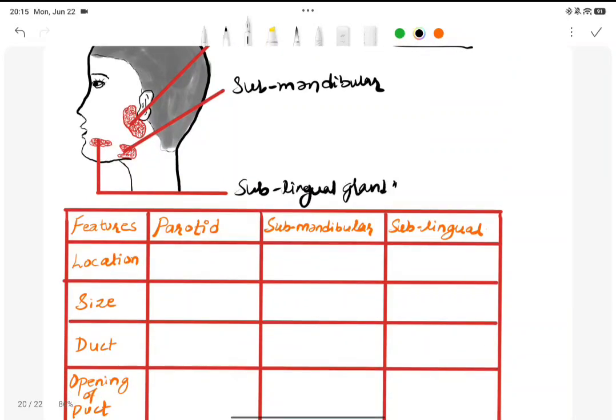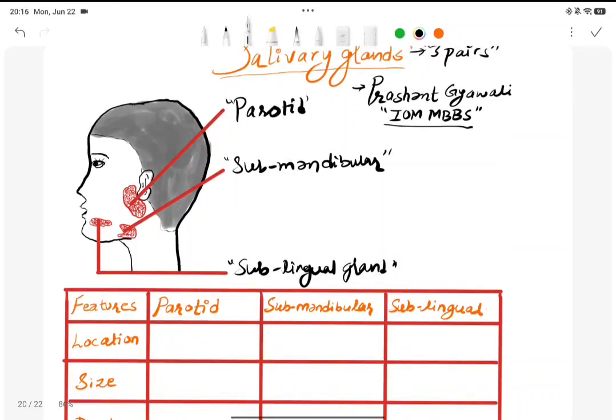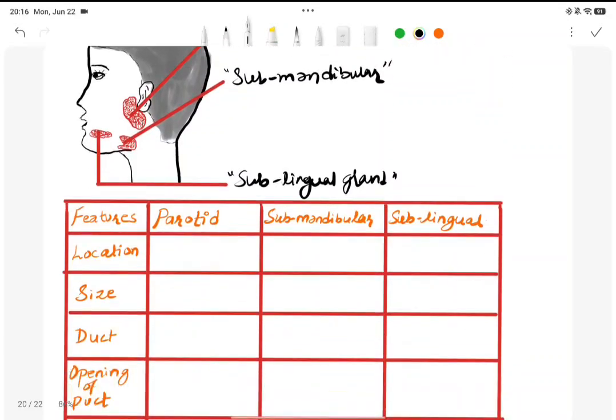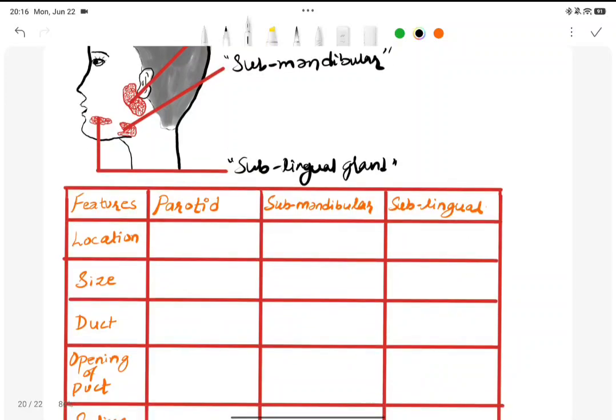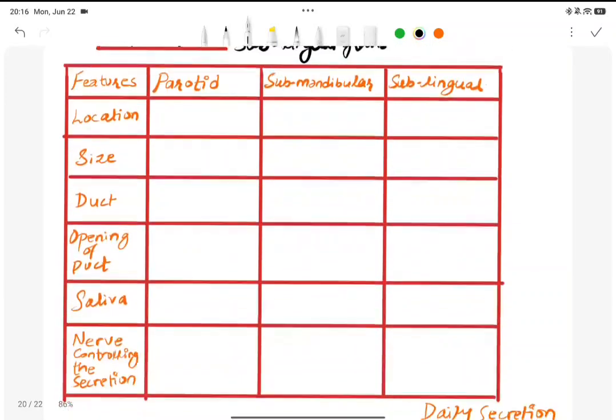Okay, so there are three pairs of salivary glands that are located at different places. The parotid gland, which is the largest salivary gland, is located at the base of the ear. The submandibular gland is located at the junction of the upper and lower jaw, or at the base of the mandible, and the sublingual gland is located just beneath the tongue. So we are going to discuss the respective glands.